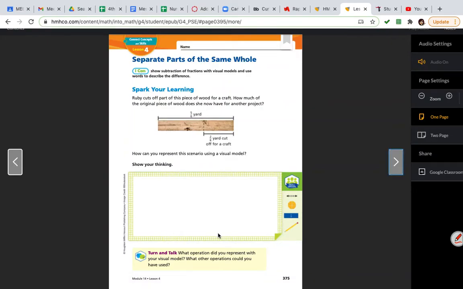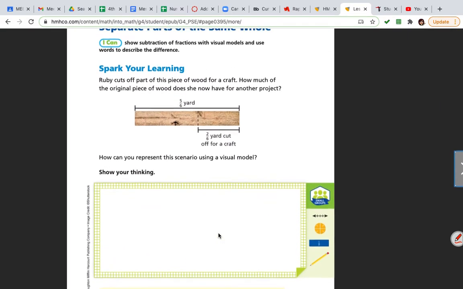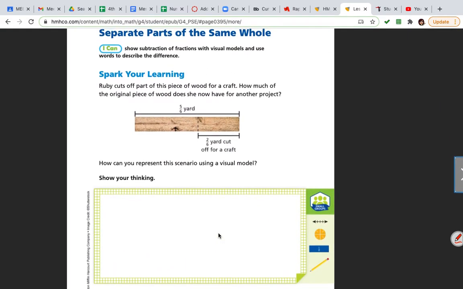Hey guys, today we are on page 375. We are doing Module 14, Lesson 4, Separate Parts of the Same Whole. So today we're doing subtraction. And today's objective is to show subtraction of fractions with visual models and use words to describe the difference.